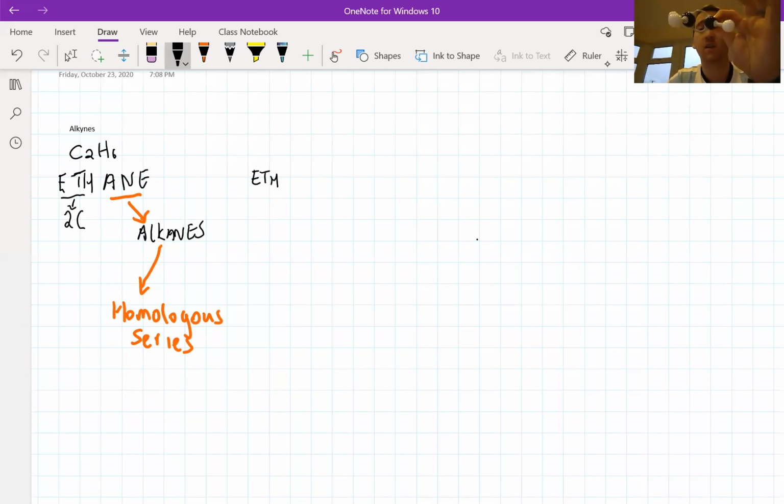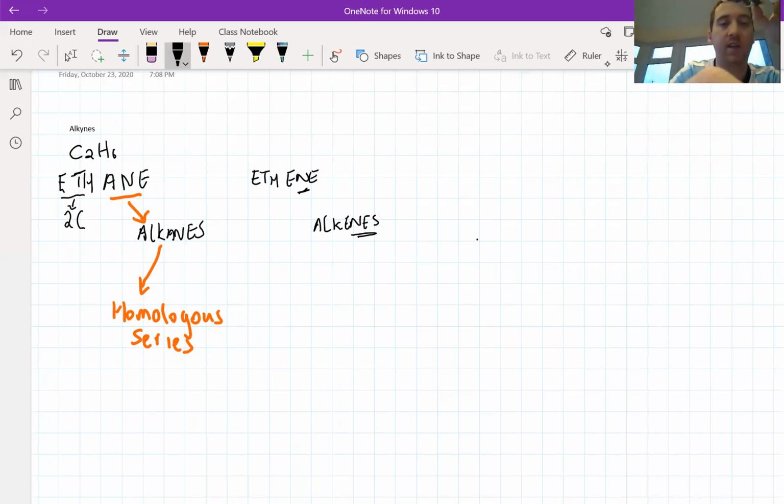To what homologous series does the carbon-carbon double bond belong? Well, the functional group of the alkenes is the C double bond C, alkenes. So this is an alkene. So that means we end the name with the suffix ene, alkenes, ene. That's ethene. What is the formula of this ethene?